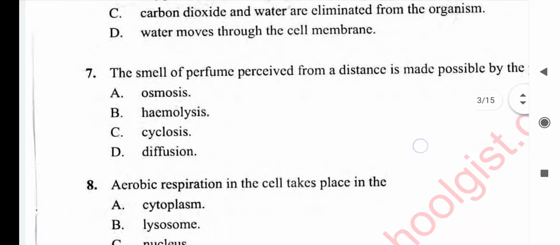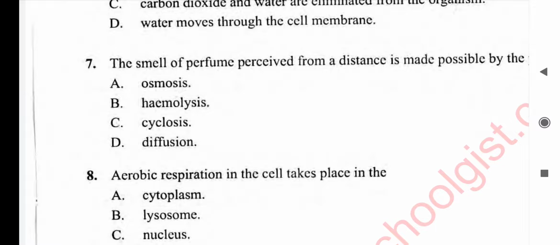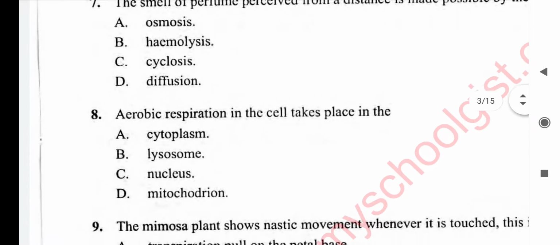Number 7. The smell of perfume perceived from a distance is made possible by A. Osmosis. B. Hemolysis. C. Cyclosis. D. Diffusion. The answer is diffusion.